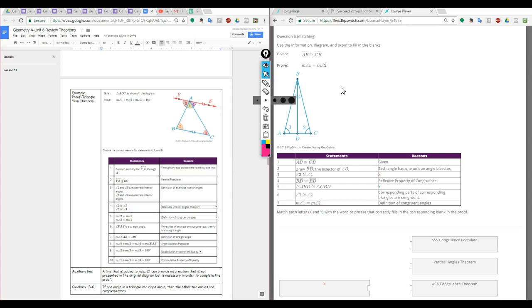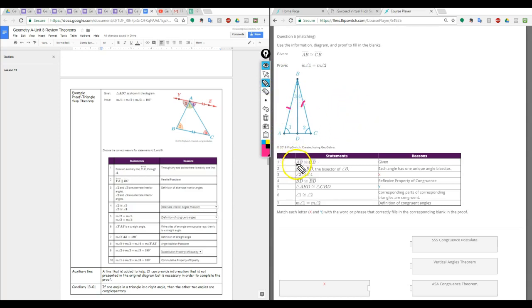So question 6, use the information, diagram, and proof to fill in the blanks. Given segment AB is congruent to segment CD, prove that the measure of angle 1 is equal to the measure of angle 2. Okay, so we are only given that AB is congruent to CD.